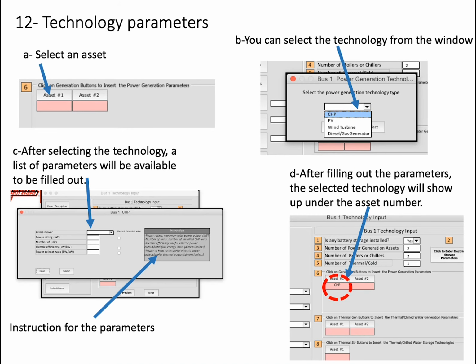When walking through our technology parameters, you want to be able to select an asset. After you've clicked on the asset, you can select the technology from the window. Define what it is: CHP, PV, wind, a diesel or gas generator. After selecting the technology, a list of parameters will be available for you to fill out. On the right-hand side, you will see instructions for those parameters. After filling out the parameters, the selected technology will show up under the asset number.